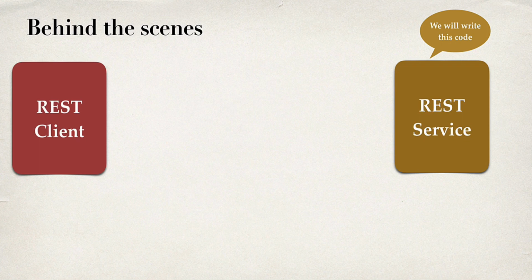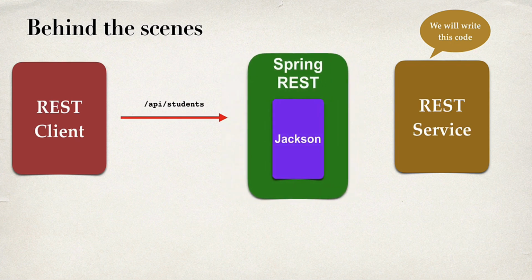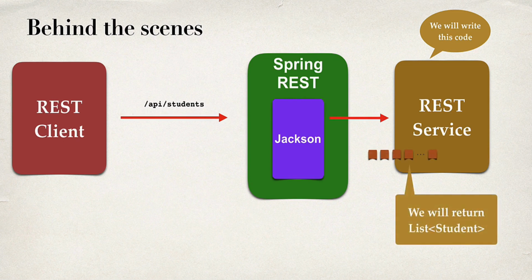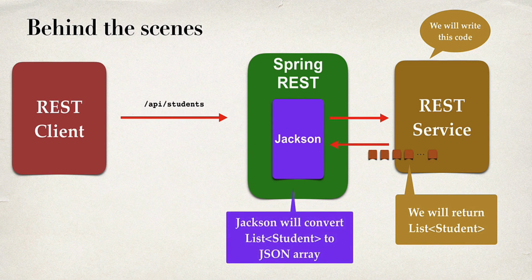Okay, so we can dig into it. Here we have our REST client and our REST service. We make a request to /API/students, and then, voila, there's Spring REST. Spring REST and Jackson are going to work together. For any requests coming in, if there is any JSON data, they'll convert it to POJOs. But in this case, we're simply going to that endpoint. On our REST service, we'll create a list of students, and we'll return those items. Then Jackson will handle converting that list of students to the JSON array.